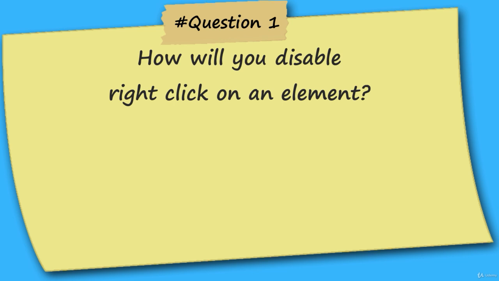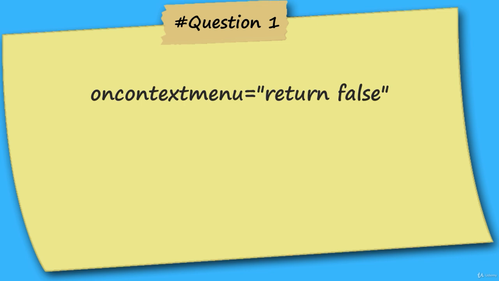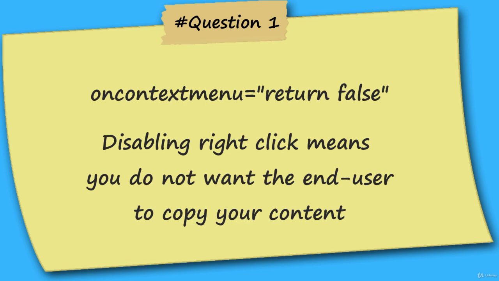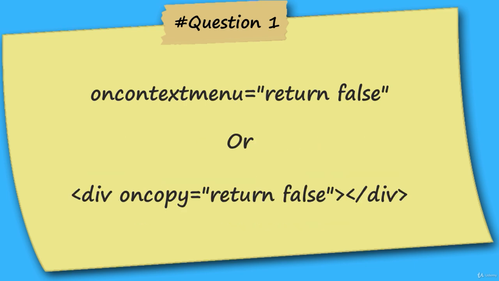The first question is, how will you disable right click on an element? As we have discussed, on the oncontextmenu event, we just write return false. So that will disable the right click for that element. Do also remember that generally when you disable the right click, that means you do not want someone to copy the content, I mean the end user. As far as developers are concerned, they can open the view source and they can copy the source anyway. But at least you can disable the right click that way. There is also one more event, oncopy, that can also return false, which disables the copy feature for the element.